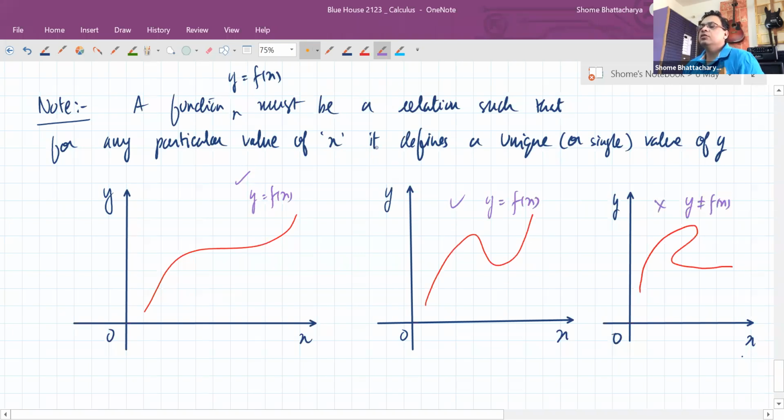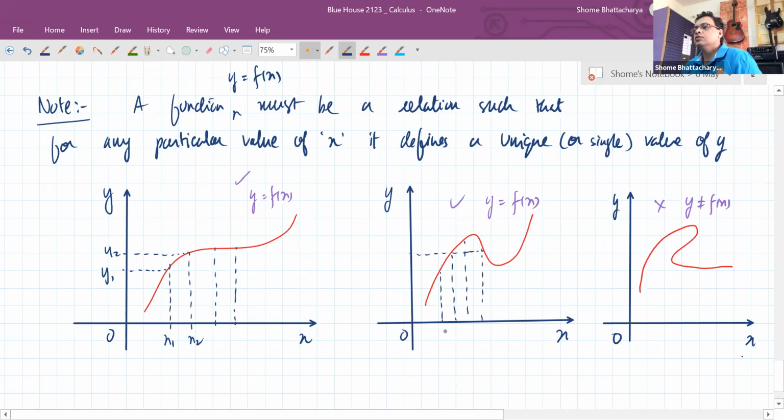It's a relation, but it's not a function, because what is happening is here, see, for every value of x, you're having a unique value of y. So any x is giving us a single value of y, and so on and so forth. Here also that's the case. For any value of x, there is a unique value of y. Yes, there might be multiple values of x that point to the same value of y. That's okay. So x1, x2.